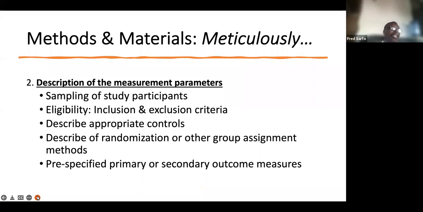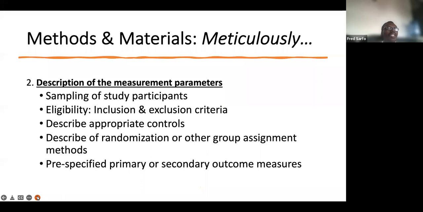So it's important to be able to describe how control groups were selected and where you selected the control groups. Did you select your control groups in a hospital setting, or you selected your control groups in a community setting? And are there any differences? So all those must be clearly outlined.